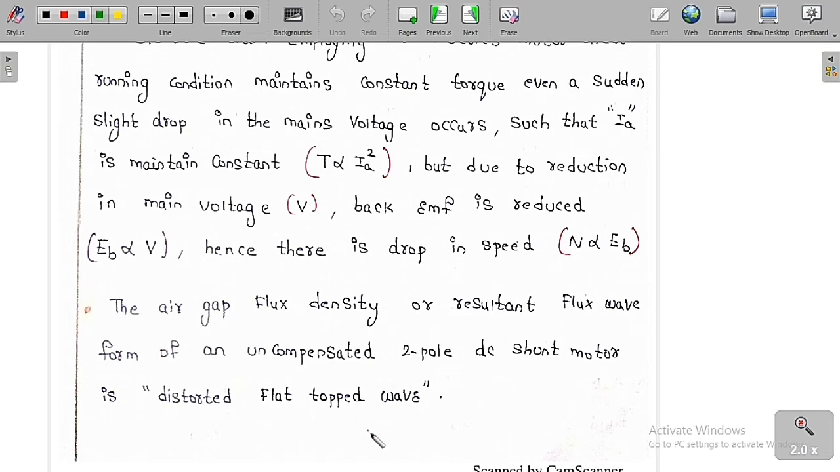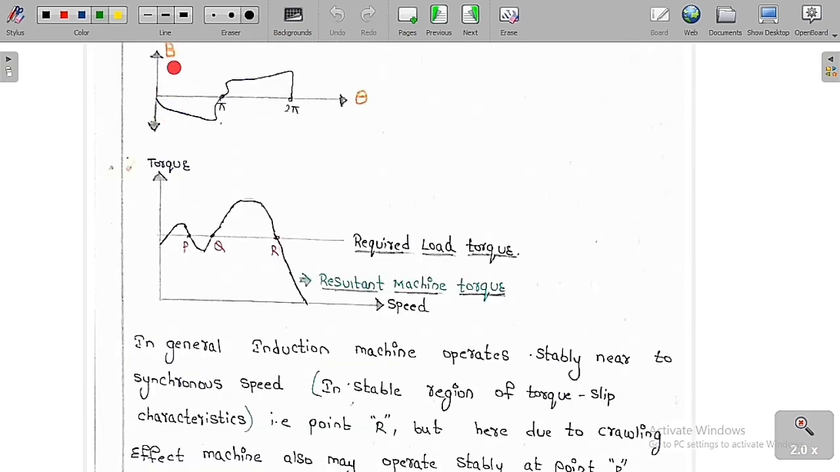So therefore, the air gap flux density or the resultant flux waveform of an uncompensated two-pole DC shunt motor is a distorted flat-top waveform. See, uncompensated means you are going to get a distorted flat-top waveform. For compensated, you are going to get a pure flat-top waveform. So, this is the graph with respect to V and theta. You can see clearly, this is the graph that I am trying to tell you. This is a flat-top waveform, but there is a distortion. Suppose you do compensation, then you are going to get a purely flat-top waveform.